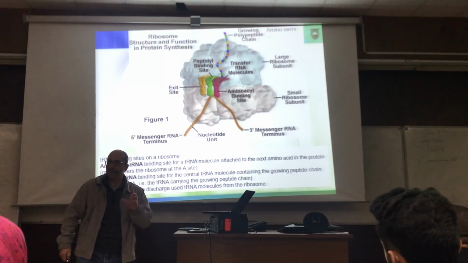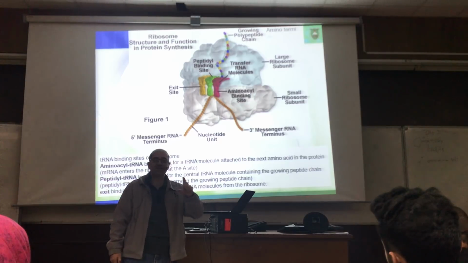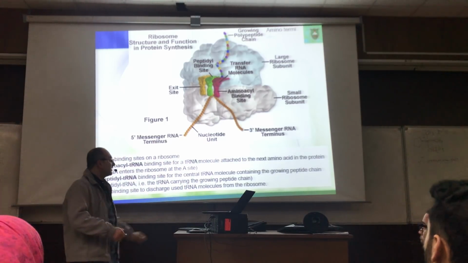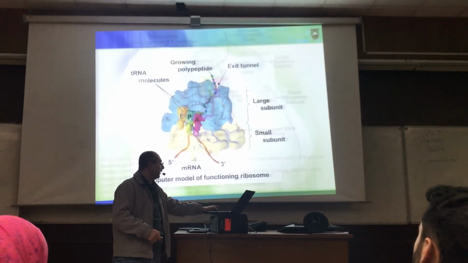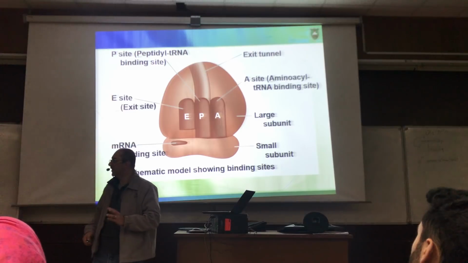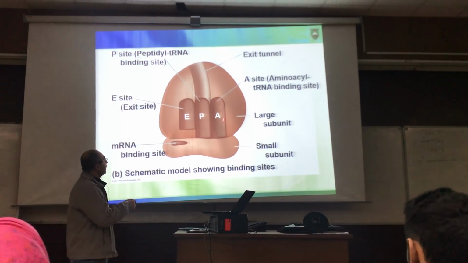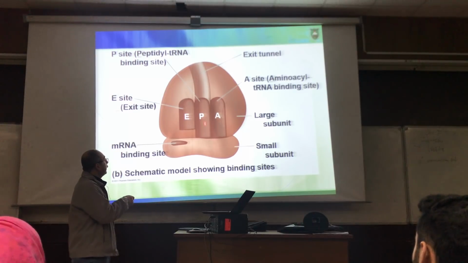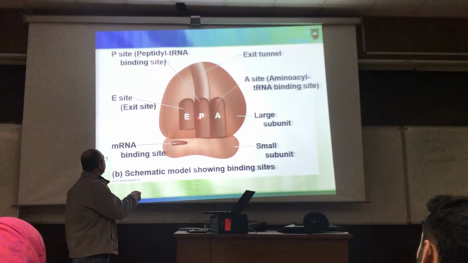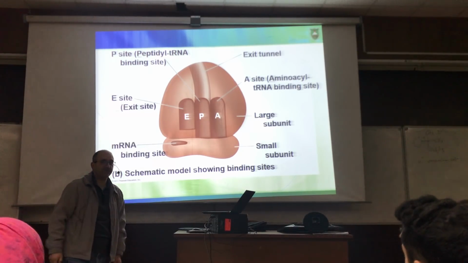Chambers, what? It has 3 slots, 3 places where the tRNA molecules bind. They are designated as A, P, and E. Okay? So they're designated as A, P, and E. A stands for amino acid, P stands for peptidyl tRNA, and E for exit.